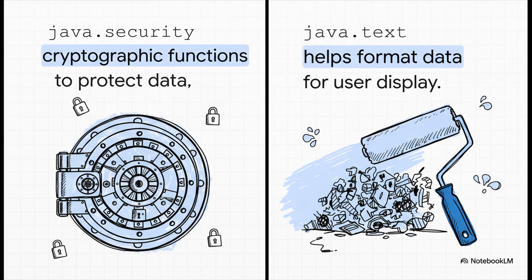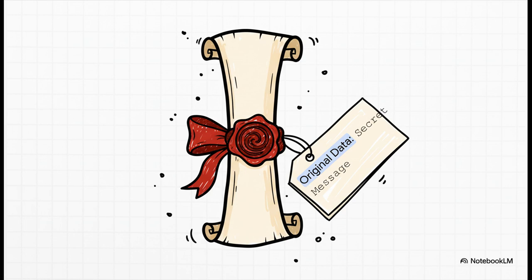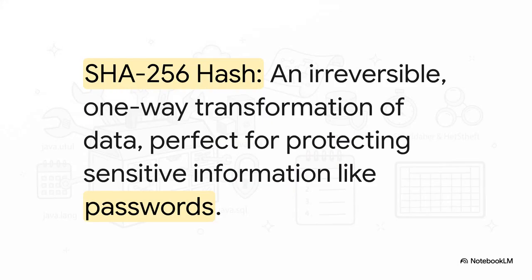So for example, with Java.security, we can take some super sensitive data, like a password, that you should never, ever, ever store as plain text. And we can run it through a process to create a secure, irreversible hash. What's that mean, irreversible? It means it's a one-way street. You can't go backwards from this garbled text to the original password. It's perfect for security, because all you have to do is compare the hashes.